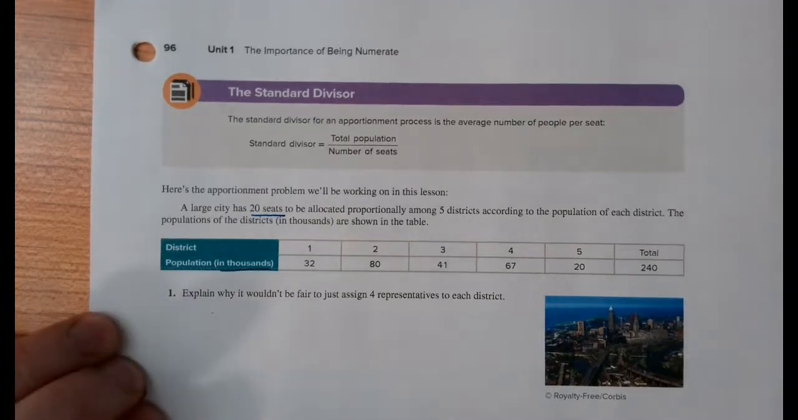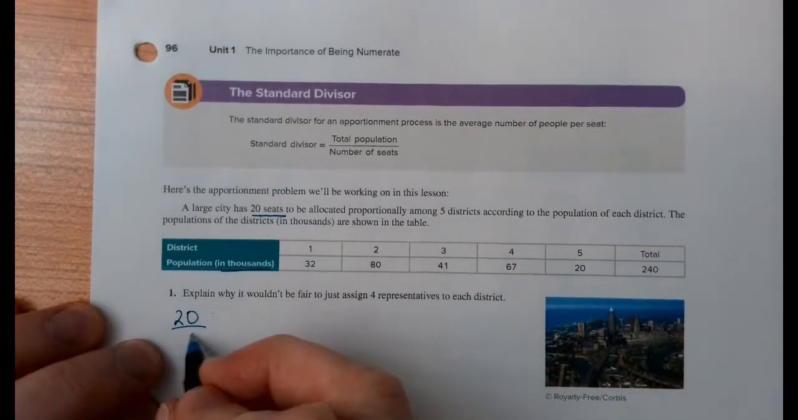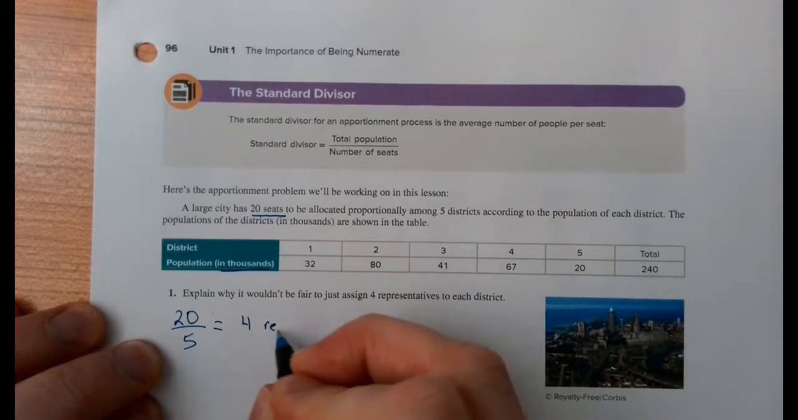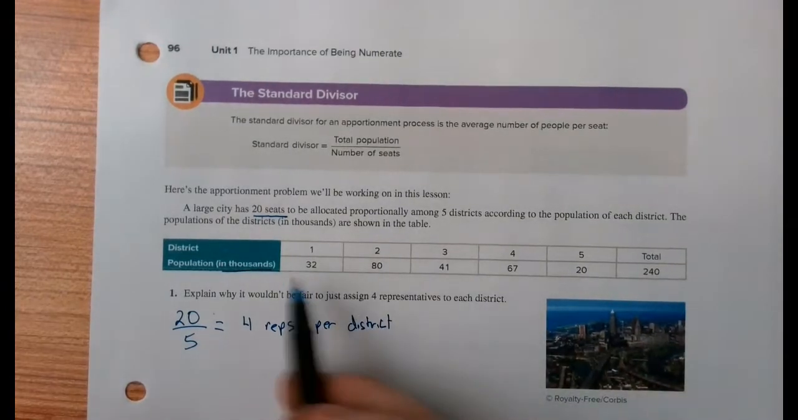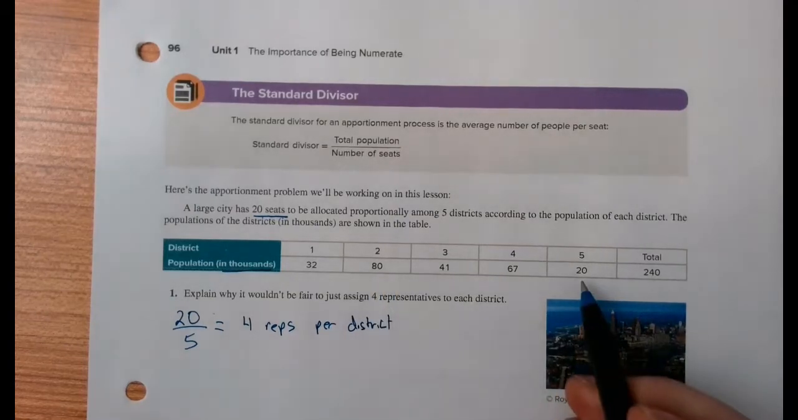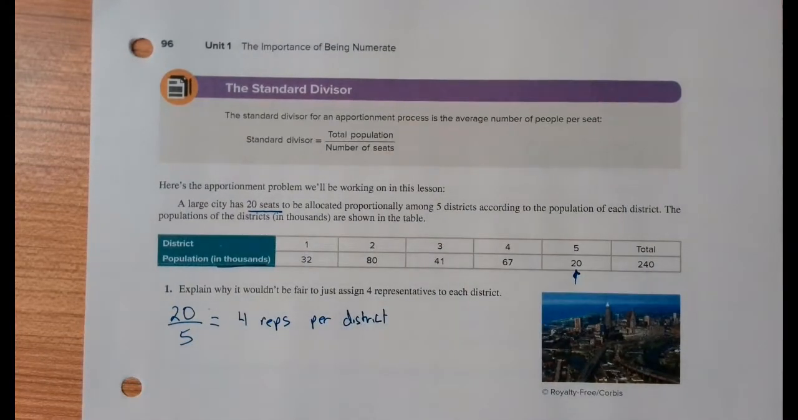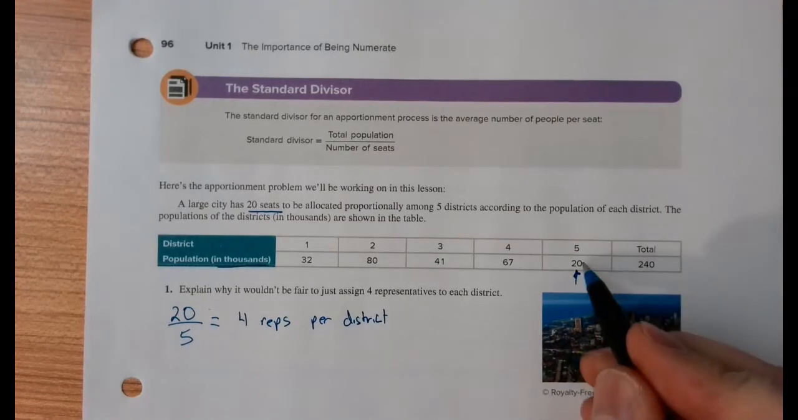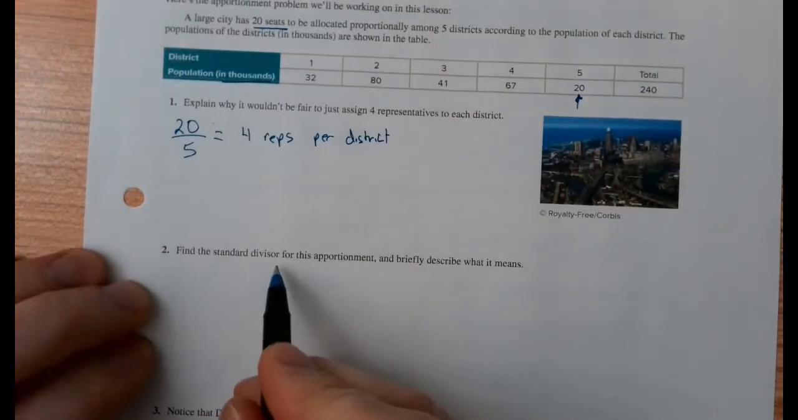The first question is, why isn't it fair to just assign 4 representatives to each district? Notice that what they're saying is, take the 20 seats, divide by 5, and you get 4 reps per district. Well, that means a district that had 80,000 people in it would have as much voice as the district that only had 20,000 people in it. So if you really wanted your voice to be heard, you should be moving into this district under that method of just dividing the number of seats by the number of districts. Hopefully that's clear that that's not a fair way to divide it up, because these folks are overrepresented, these folks are underrepresented.